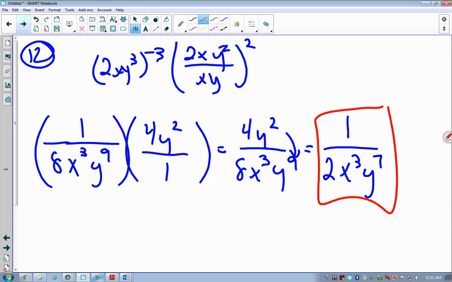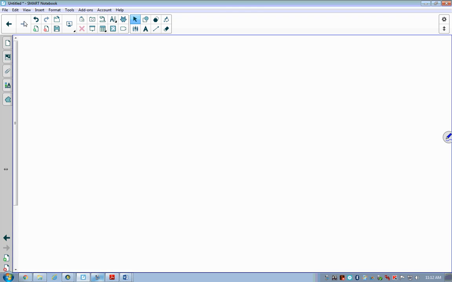Questions? No? Got it? Simple? Maybe not. Go ahead. What's 4 divided by 8? It's 1/2, right? So my coefficients come to be 1/2. Do you understand that the x cubed is still just x cubed? Because there was no x up there to change anything. So it was just the 2 that you were curious about? Yep. All right, that's number 12. Number 13.